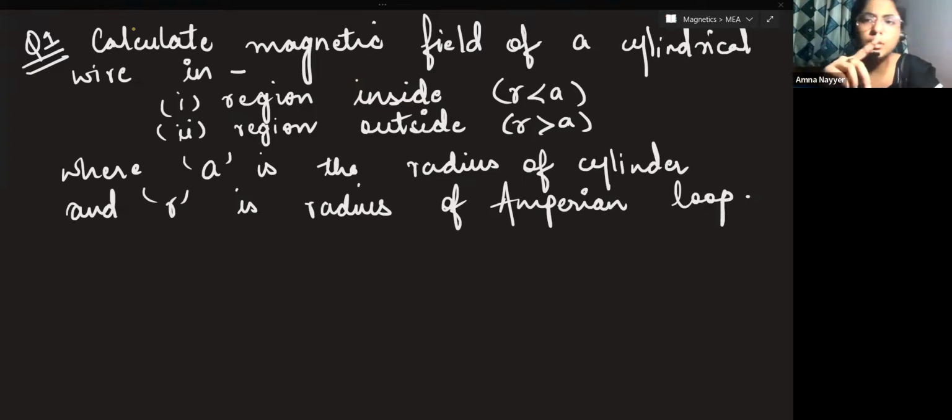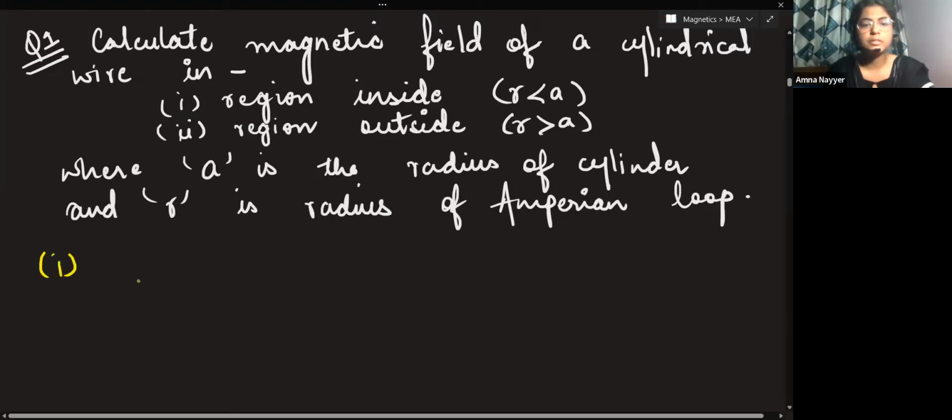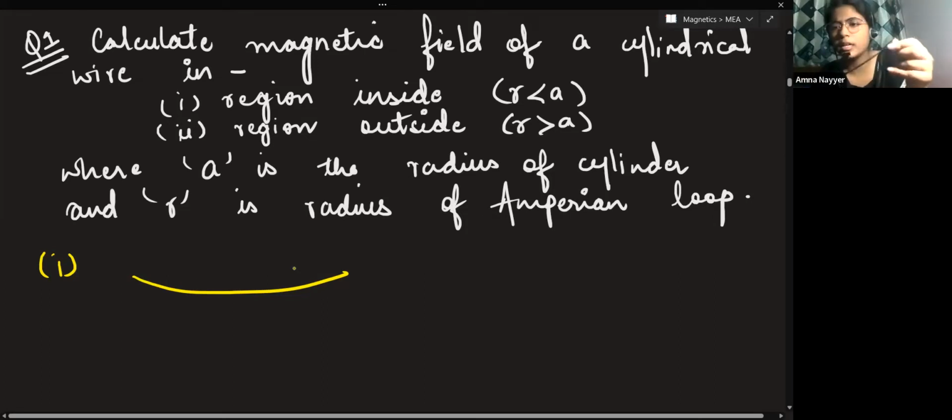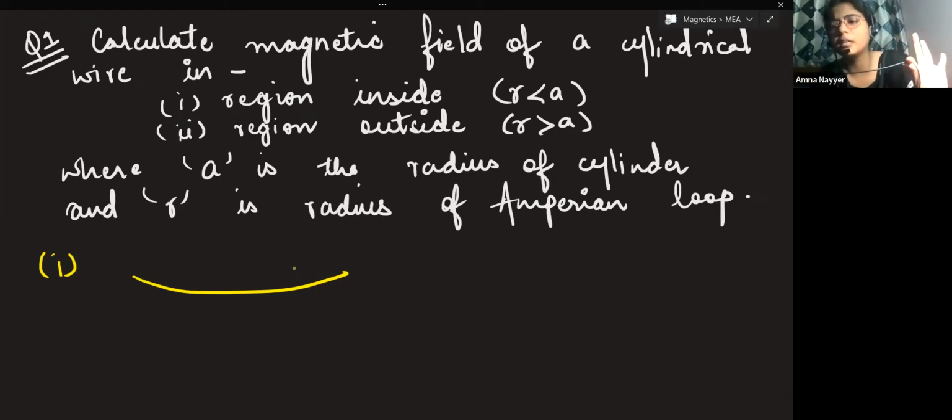See, the question says you have to calculate the magnetic field of a cylindrical wire in the region inside, and then you have to calculate in the second part the region outside. So let's solve the first part first. I'm drawing it broadly, but it's just a thin wire only. I'm drawing the diameter broad, but this is a normal cylindrical wire like this.